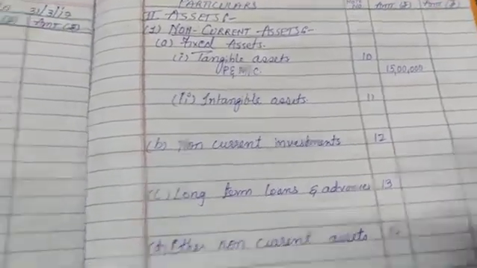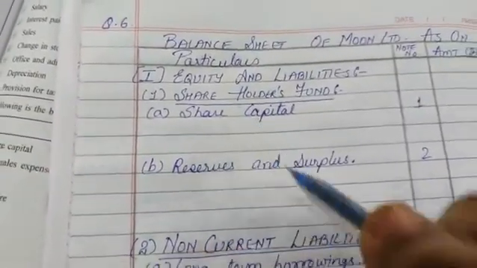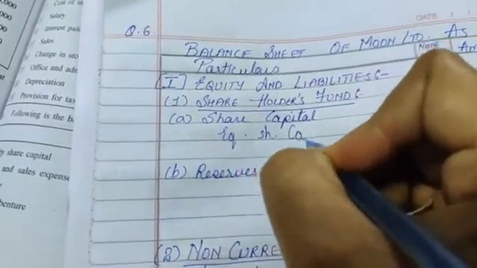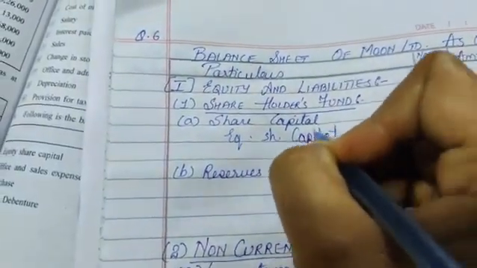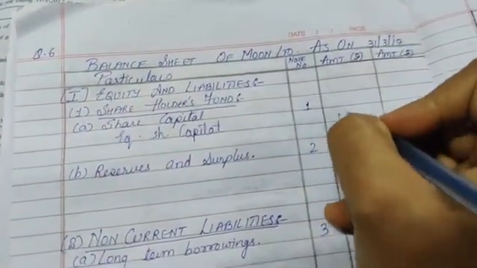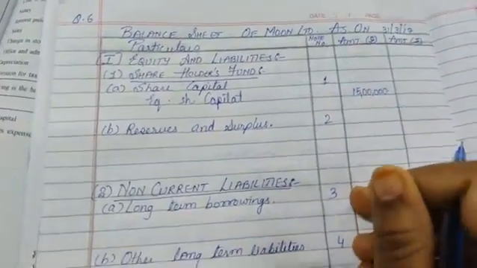Then next is equity share capital. See, share capital always comes here in shareholder fund. So here we will write down equity share capital. Fine. The amount is again 15 lakhs. So in the first column we will write down 15 lakh.